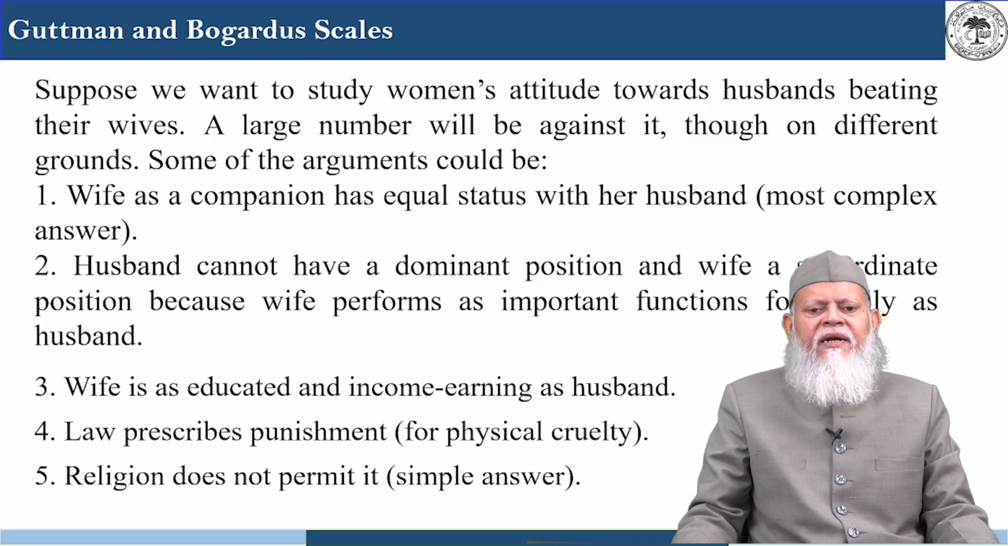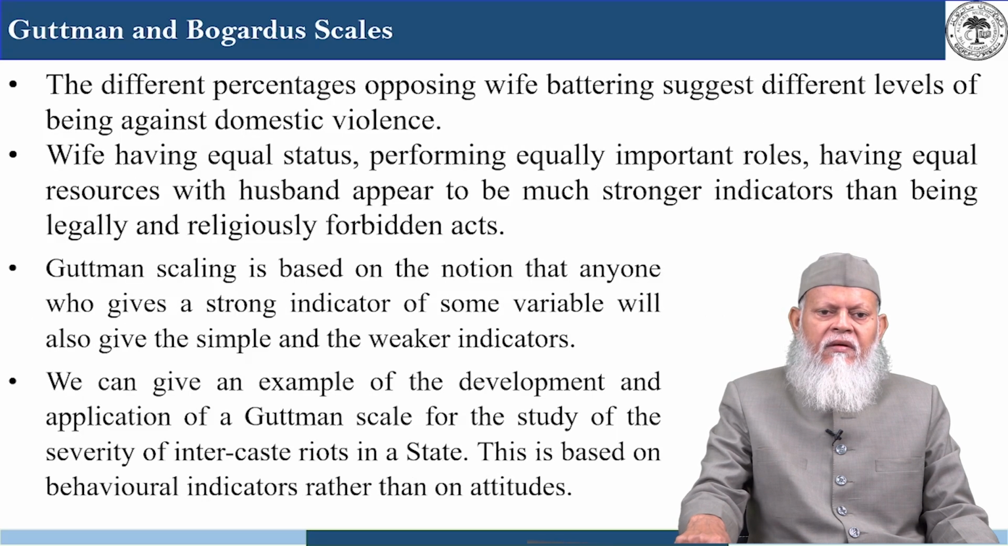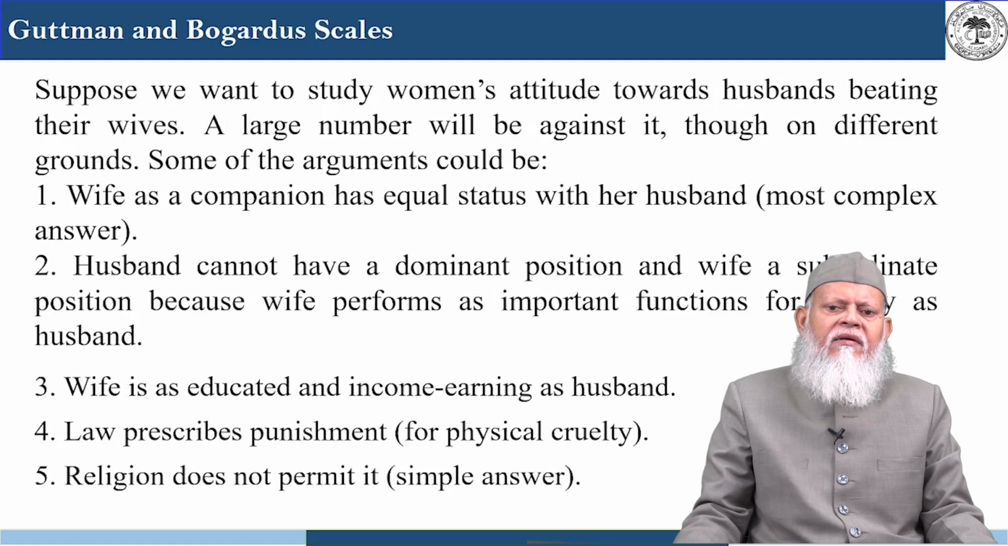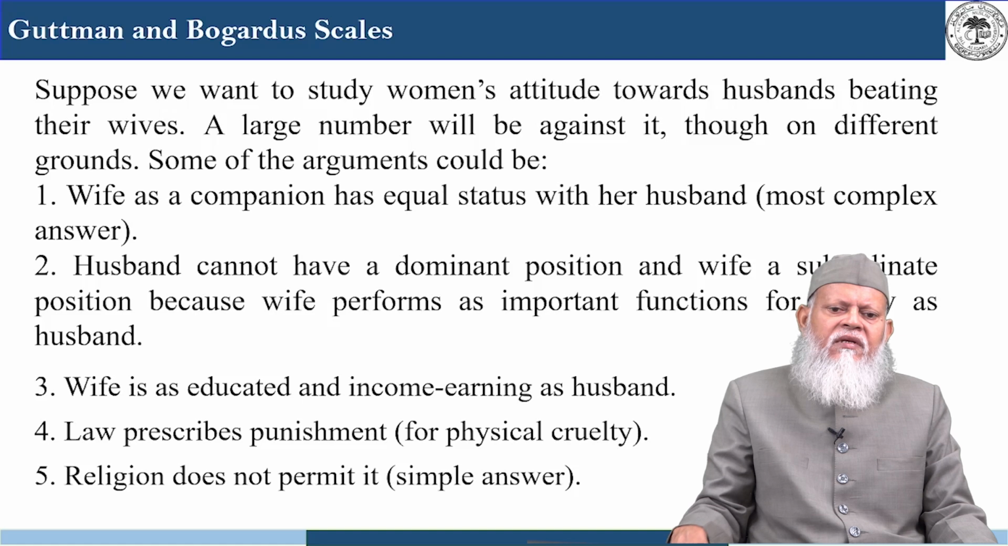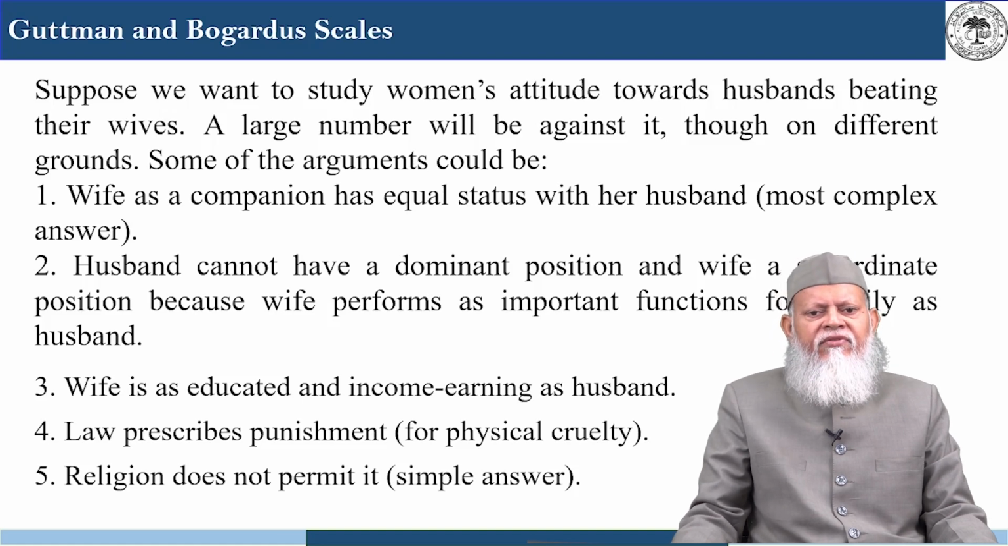Second, the husband cannot have a dominant position and the wife a subordinate position because the wife performs as important a function for the family as the husband. Third, the wife is as educated and commanding as the husband. Fourth, law prescribes punishment for physical cruelty. Fifth, religion does not permit it. So, these are the questions regarding the beating of women by their husbands.